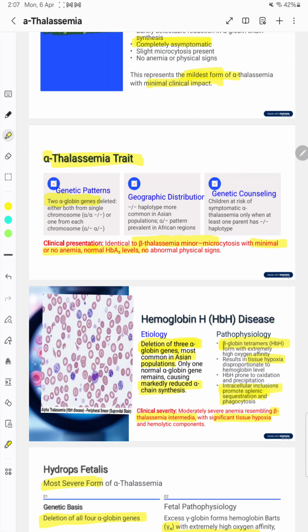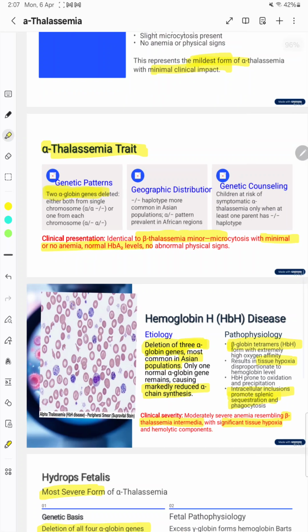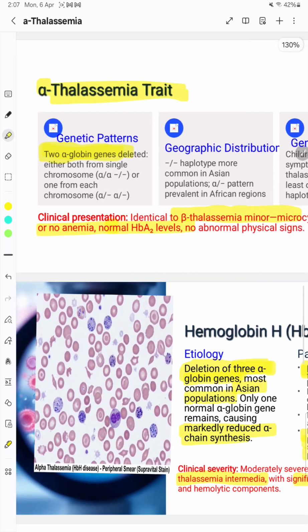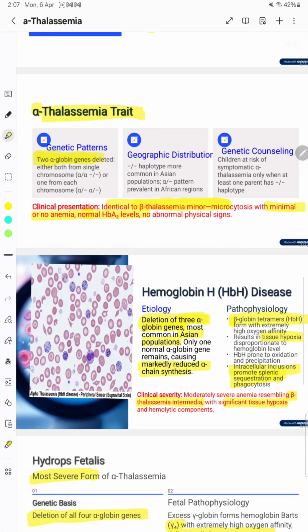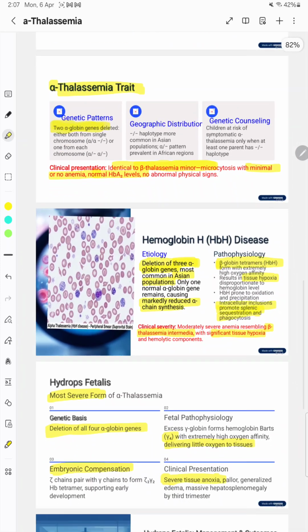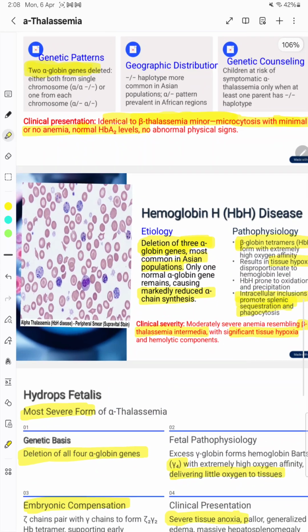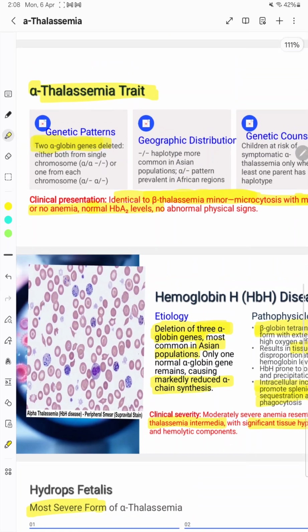Alpha thalassemia trait: 2 alpha globin genes deleted. This condition is identical to beta thalassemia minor, with microcytosis and minimal or no anemia. HbA2 level is normal in this condition.